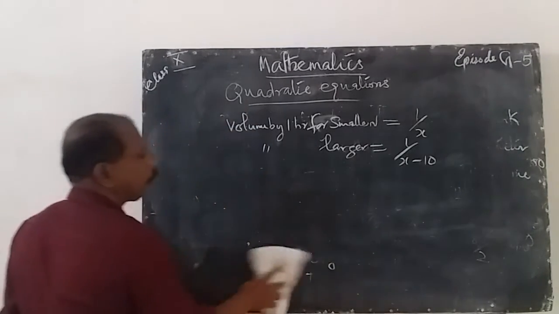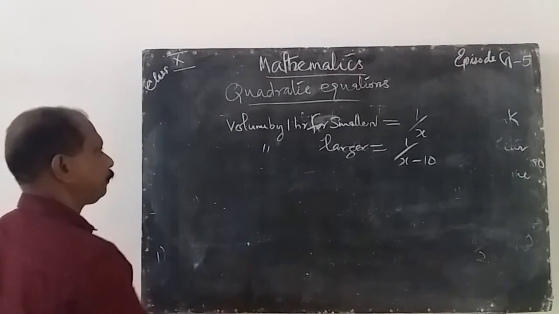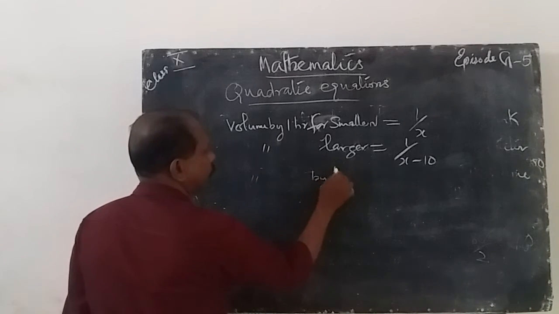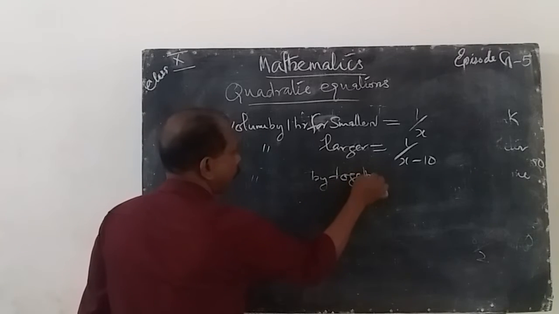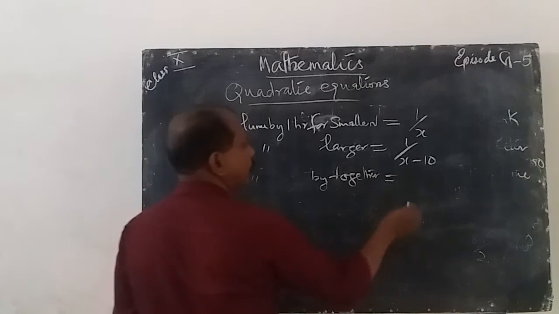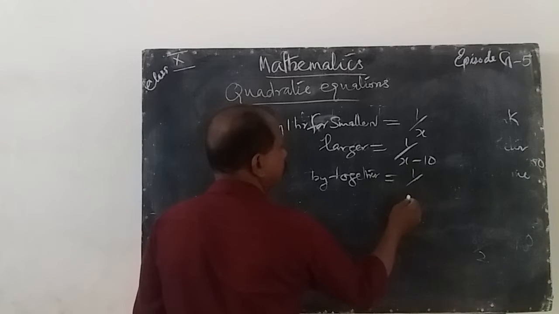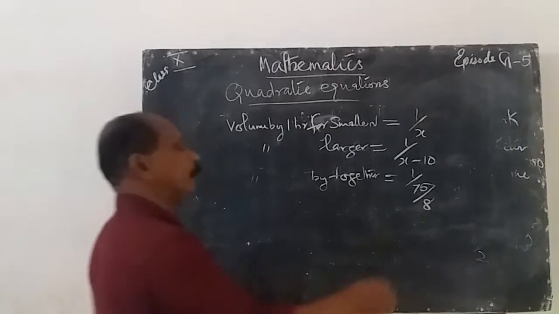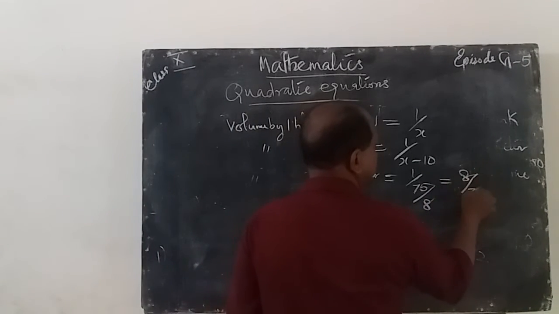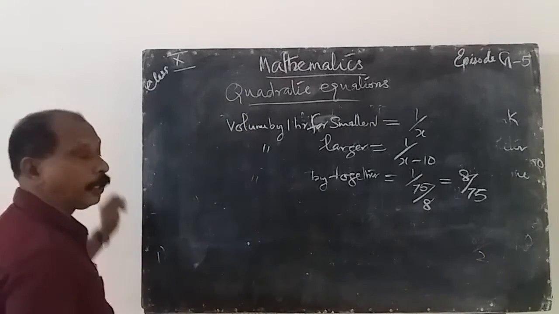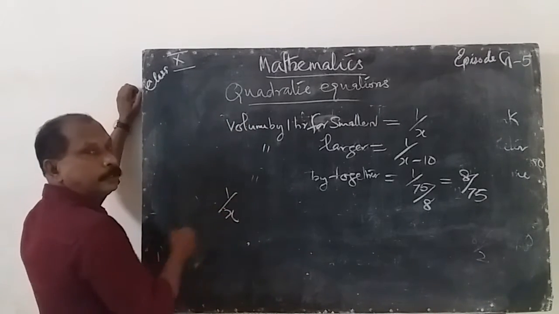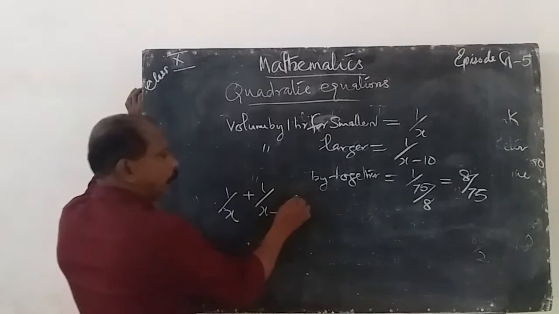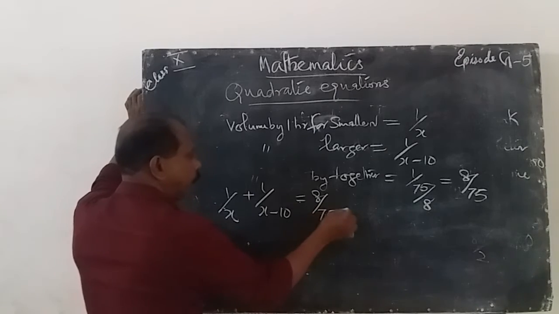Therefore, 1/x + 1/(x-10) together is equal to 1 by 75 by 8, which is the reciprocal, 8 by 75. Then the equation is 1 by x, that is smaller, plus 1 by x minus 10, that is larger, is equal to 8 by 75.